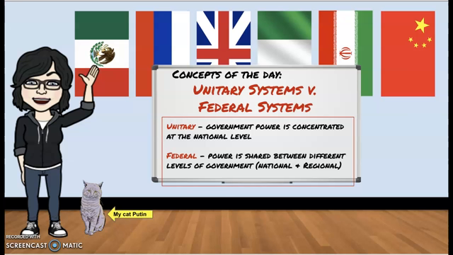Now, one of the arguments for a federal system that makes it good is that it can be more responsive because the local governments can respond more quickly to the needs of the people in their locality. Examples of governments with a federal system are Mexico, Nigeria, and Russia.